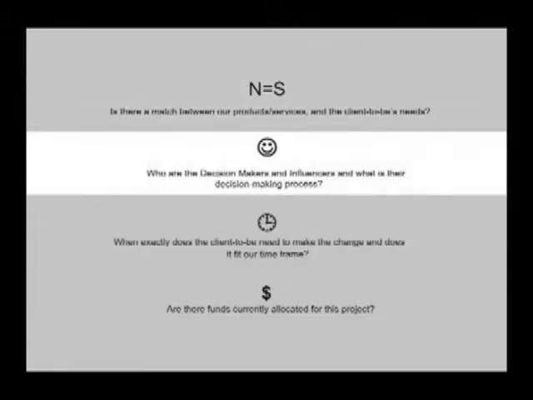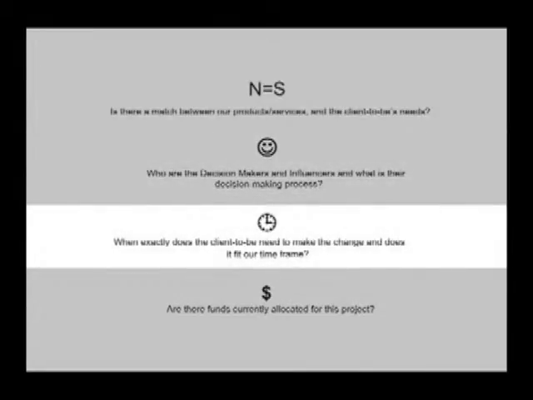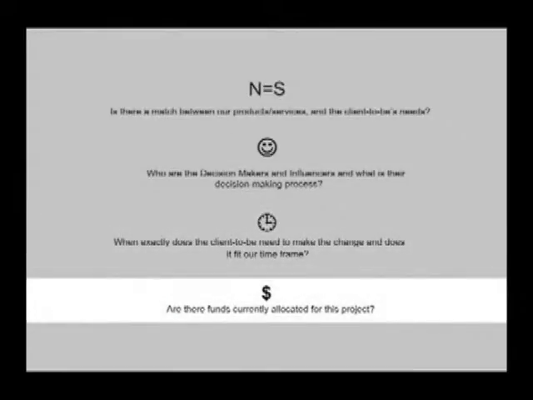The second quadrant is: who are the decision makers and influencers, and what's their decision making process? The third question is time frame. When exactly does the client need to make the change, and does it fit our time frame? And the fourth quadrant is: are there funds currently allocated for this project?